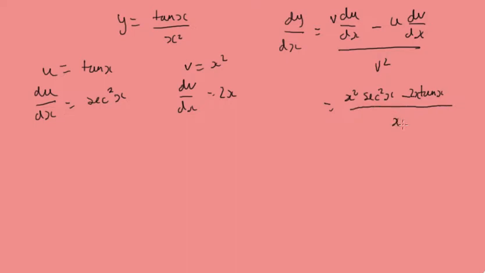over x to the power 4, and now we can take x out, and then that will cancel, so we'll take an x out here and x out there, so it's going to be x sec squared x, well not plus, minus 2 tan x all over x cubed, because that x is cancelled with the x that we've taken out here.